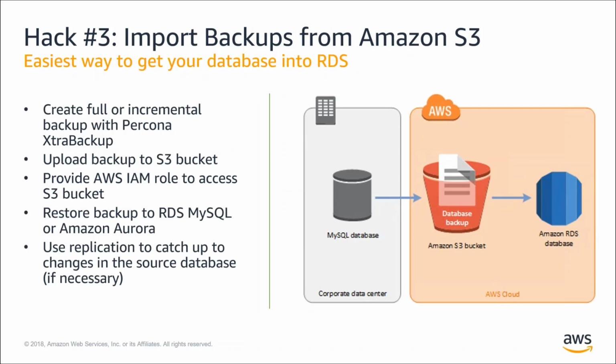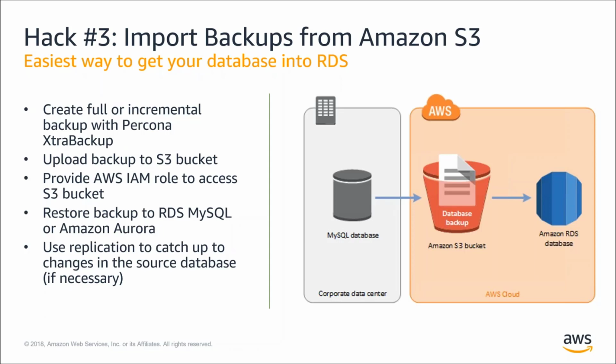Our third hack is getting your data into Amazon RDS. And the easiest way to do that is actually to restore a backup into RDS. The way you do this is that you create an incremental or full backup using a tool called Percona XtraBackup. This is a tool that you can download and install on either your on-premises system or a system running in EC2.